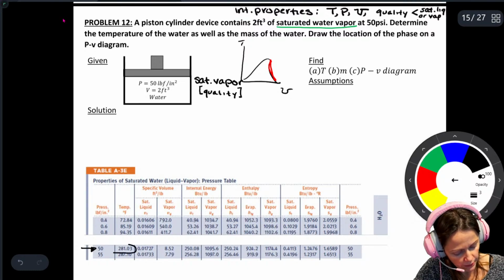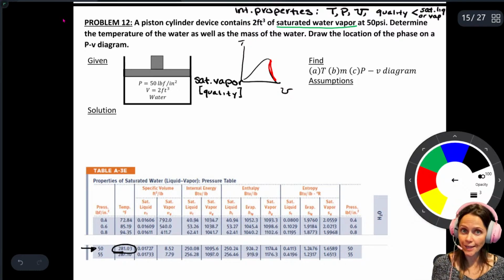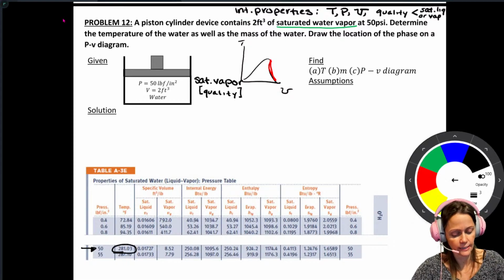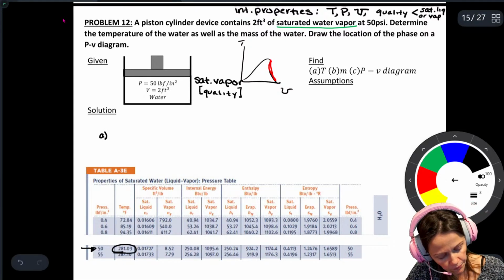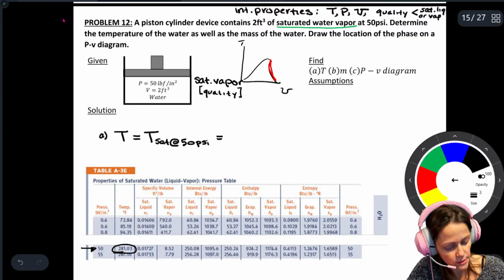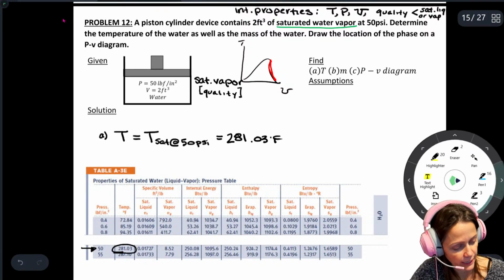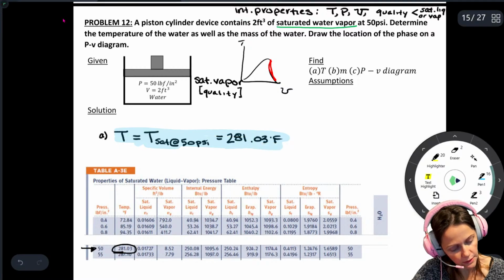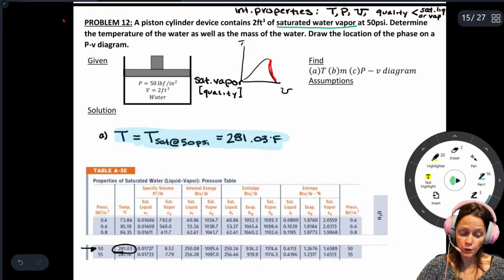looks like the only possible temperature that we could be at and be saturated is 281.03 degrees Fahrenheit. So for part A, our temperature is TSAT at 50 psi, which is 281.03 degrees Fahrenheit. Perfect. So I'm going to highlight that so we know. Okay, perfect.